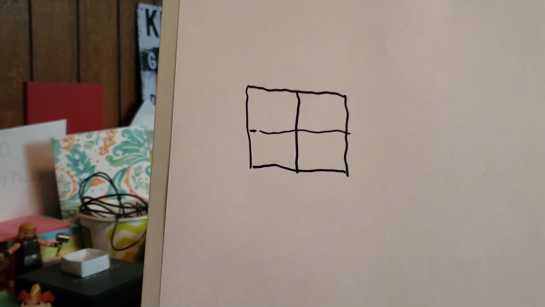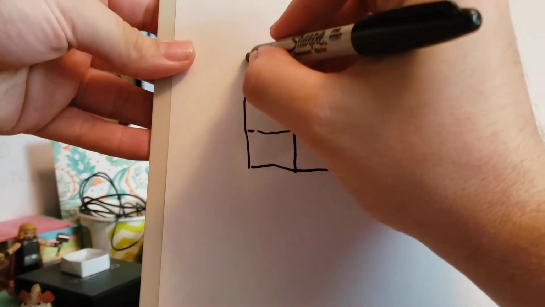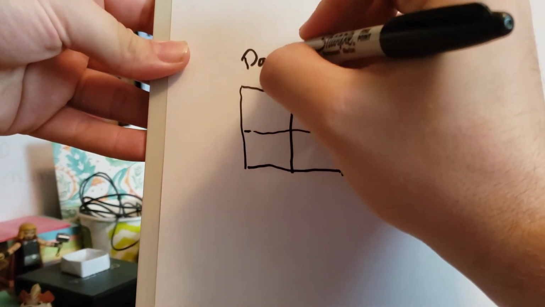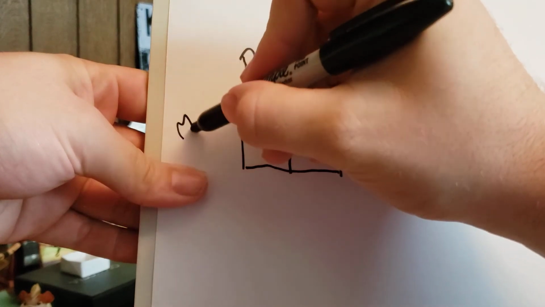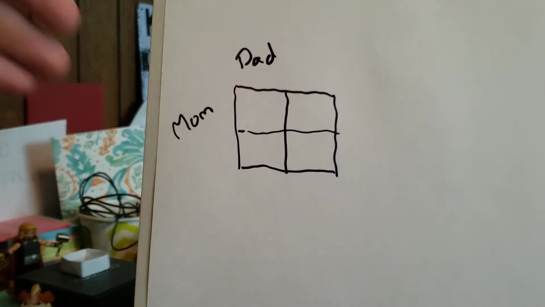You're going to have one parent on the top. For this example, I'm going to put Dad up there. And then on the side, you're going to put the other parent. So in that case, it would be Mom. Not to say that you can't have parents that aren't a dad and a mom, but genetically, you need an X and a Y, or you need a dad and a mom to make that work at this point. So we've got Dad and Mom up there.